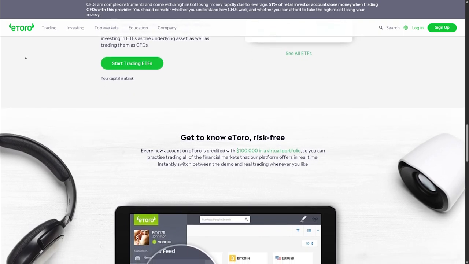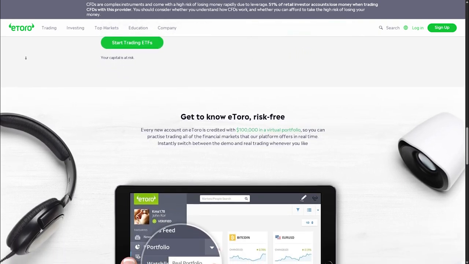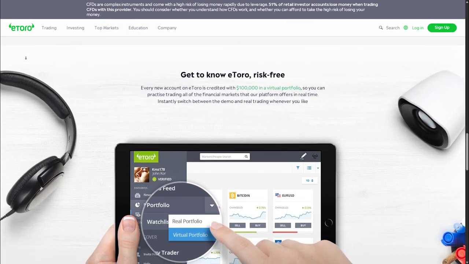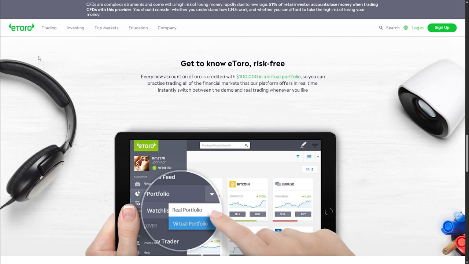Step number 7. Learn and improve. Leverage eToro's educational resources and engage with the community to exchange ideas. Remember, while copy trading can be appealing, always do your own research and understand the risks involved in any investment strategy.